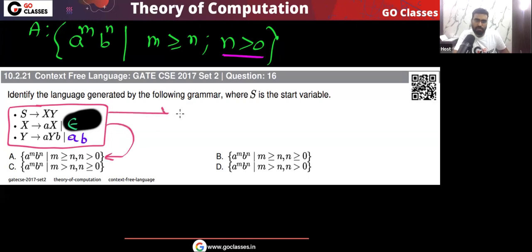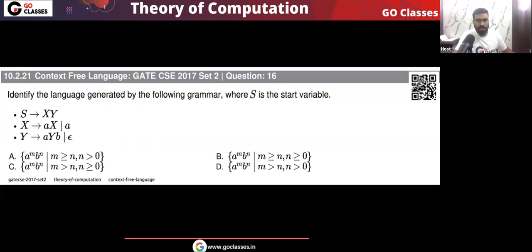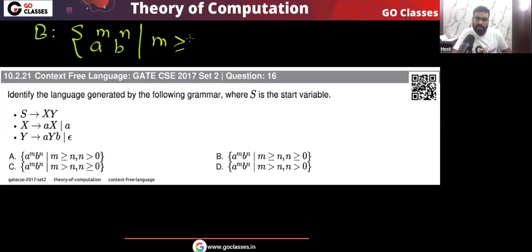Now, understood? Let me know. Now tell me, in the grammar, what changes should I make so that I can get answer option B? Let me know. In option B, I have a power m, b power n, where m is greater than equal to n, and remember n is greater than equal to 0. So what changes should I make?